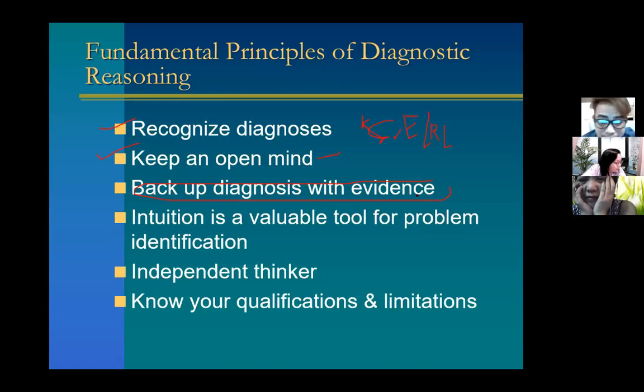Then independent thinker. Ayan. So bakit independent thinker? Kasi unang-una, ikaw yung nurse na nakakakita dun sa problema ng pasyente. Then know your qualification and limitations. This is very important. Bakit? Kasi doon mo malalaman gaano ba kalalim ang iyong understanding dun sa case ng pasyente. Ayan.